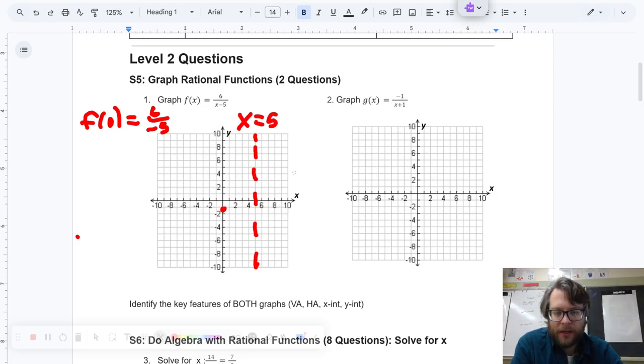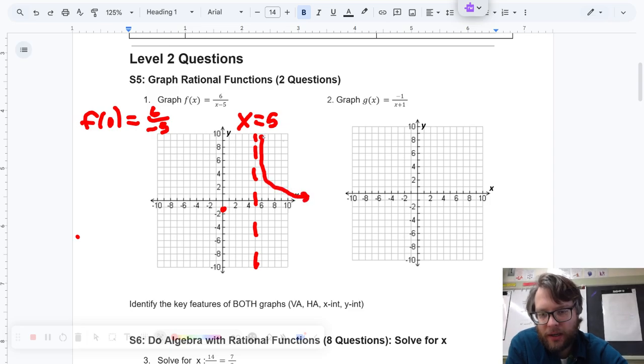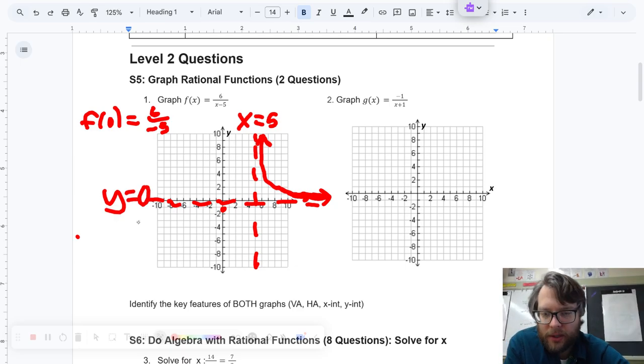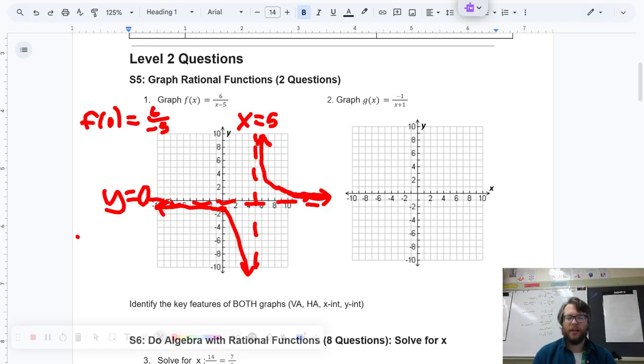I know if I plug in big numbers, my fraction gets really close to 0. Like if I plug in a million, I have 6 divided by a million. That's really close to 0. So that's why my function flattens out like this. The horizontal asymptote, right here that I'm drawing with this dashed line, is y equals 0. And then the function on the left side also approaches 0, but it approaches it from the bottom of the x-axis because it's a negative value.